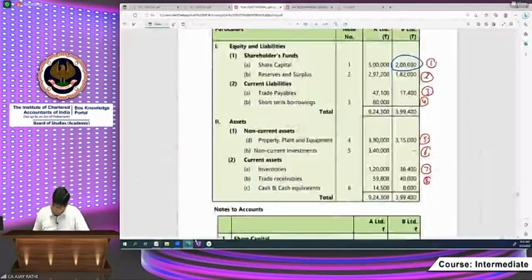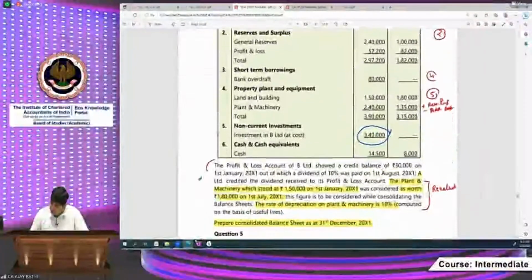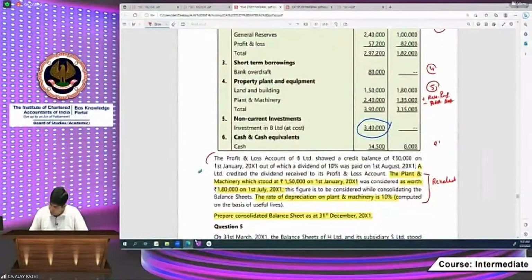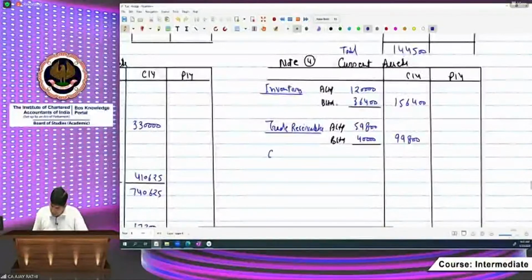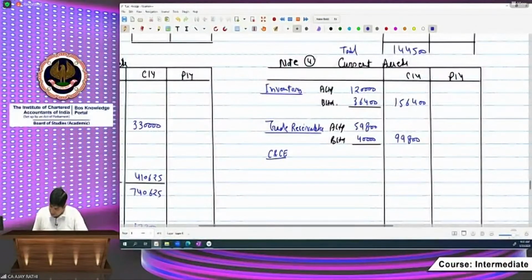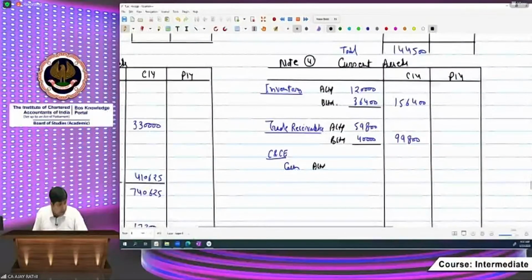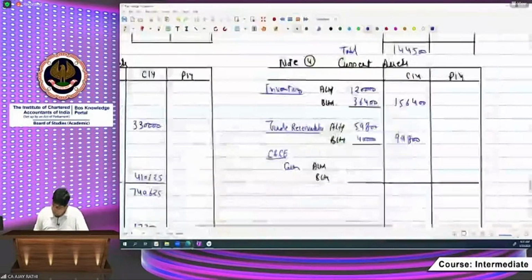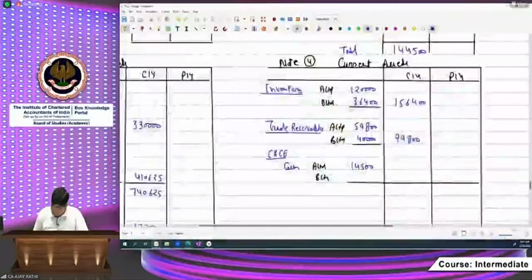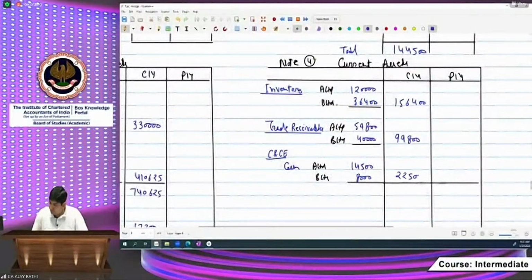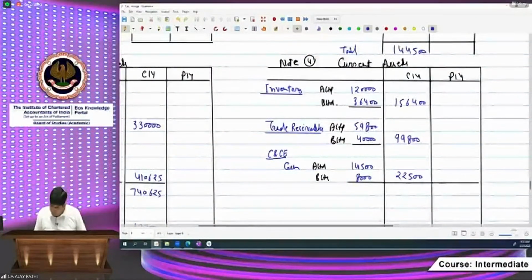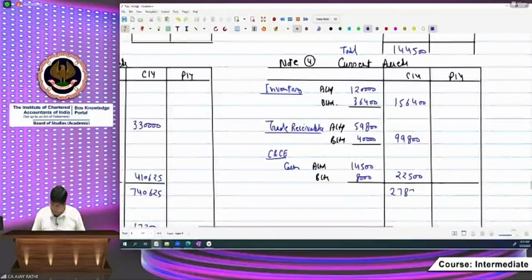Next one. Yes, beta. Next point is cash and cash equivalent. That is 9 point. Since there is notes to account, so we have to go to notes to accounts. Okay, only cash is there. Give a heading here. Cash and cash equivalent. In that you will be having the cash. A limited and then B limited. Figures are 14,500 and 8,000. That is total 22,500. Beta, what is the total? 22,500 plus 19,800. 278,700 is total.